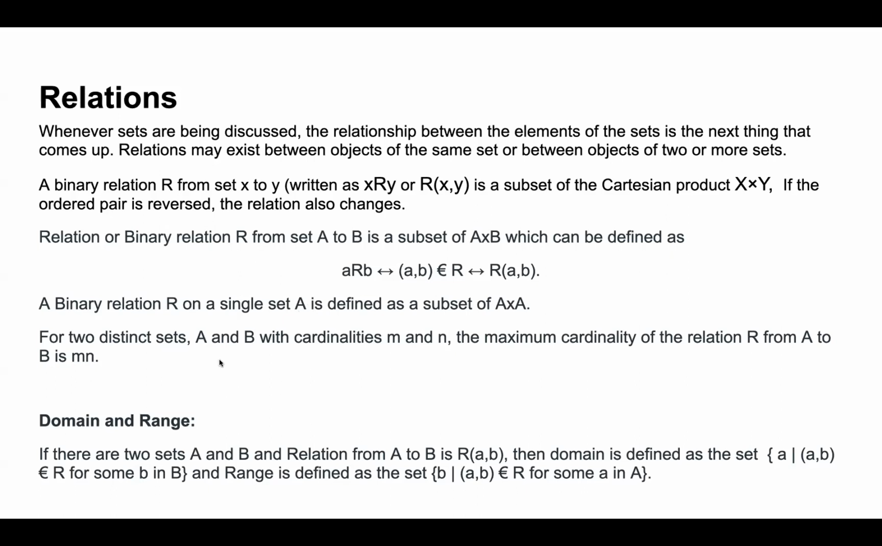Then for two distinct sets A and B with cardinalities M and N, the maximum cardinality of relation R from A to B is M into N. Cardinality means the number of elements in that set, defined by counting the elements in that set. But if maximum, it will be M into N, where M is the cardinality of A and N is the cardinality of B.